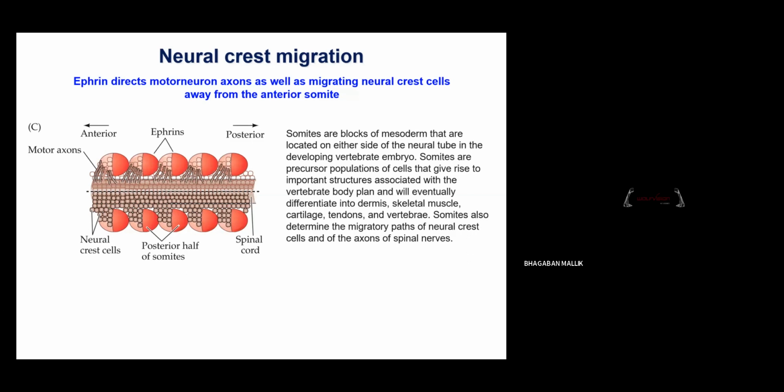Okay, so that has been shown, and somites are a precursor population of cells and give rise to important structures: they form skeletal muscle, cartilage, and tendons, and somites also determine the migratory path of neural crest cells and axons of the spinal nerve. So somites have so many roles. Okay, so this signal regulates the anterior migration of the neural crest cells. Just remember that this is the signal.